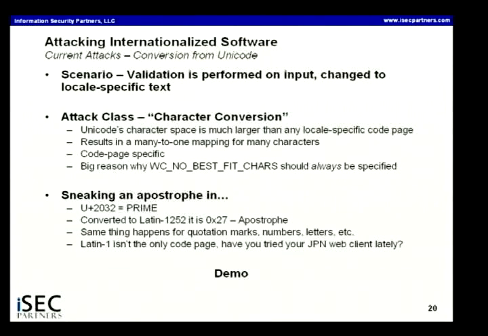There's a number of characters that are equivalent to apostrophe if you allow the conversion routine to give you a break. And Latin 1 isn't the only code page. Have you tried your Japanese web client lately? This is a really big concern for cross-site scripting attacks, where you can put up a bracket-like character, bracket script, but instead of an actual bracket that people tend to filter out, you put in something like it. It's interpreted by a Japanese client properly, but not by an English one.